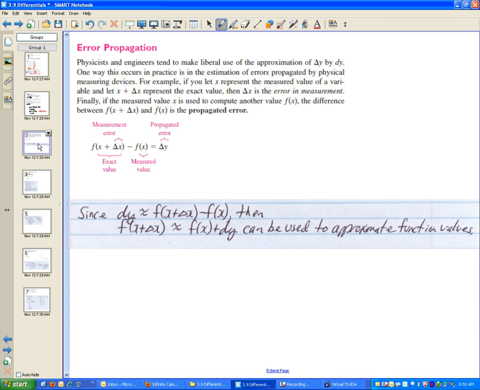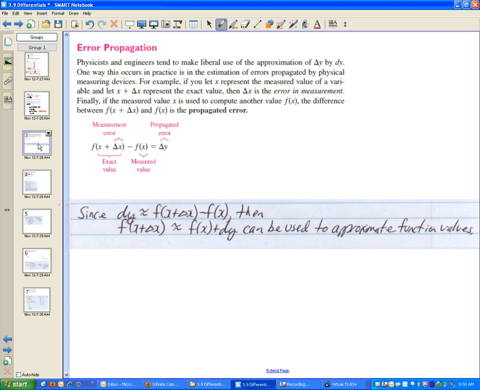I mean, we're hoping that we're not measuring a mark on the floor in inches and we're off by 100 inches. Okay, I mean, we really suck at measuring if we're off like that. So we're hoping that delta x is really, really small. All right, so let's see, where are we? Then delta x is the error in measurement. Finally, if the measured value x is used to compute another value, the difference between f of x plus delta x and f of x is the propagated error.